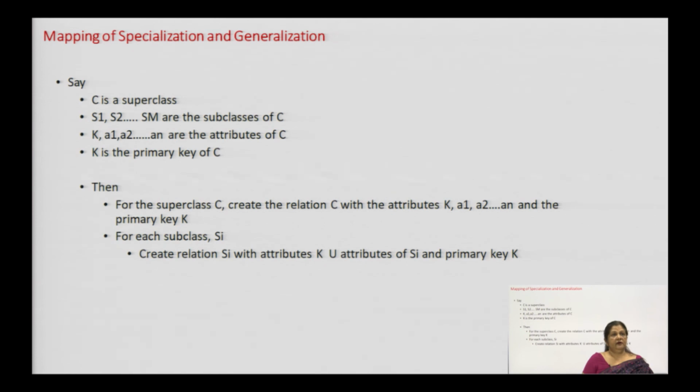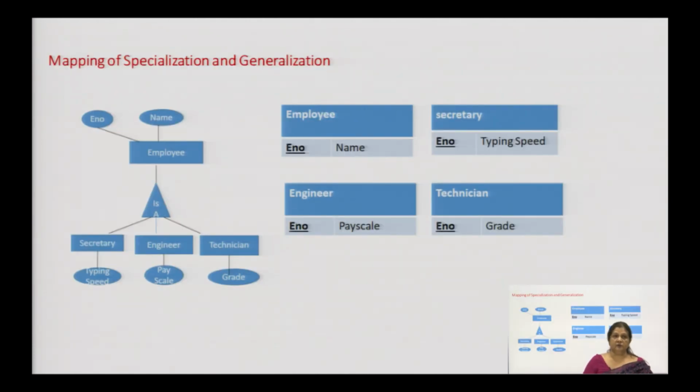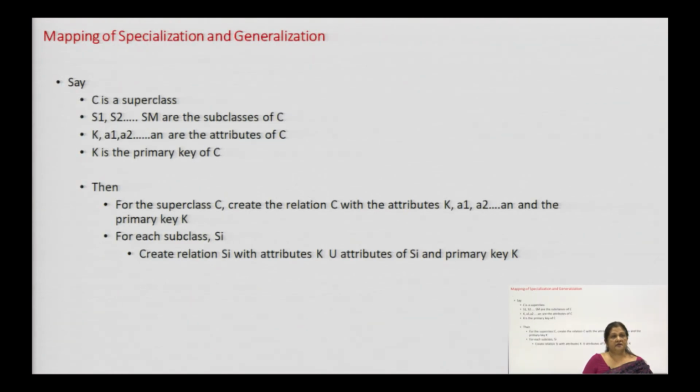Next, we will do the mapping of the specializations and the generalization. Specialization or generalization means that for a superclass we include only the common attributes, and in the subclasses we include the specialized attributes. Now, whenever we have a generalization or a specialization, say C is the superclass, S1, S2 and so on are the subclasses, K, A1, A2 are the attributes of the superclass, where K is the primary key of the superclass.